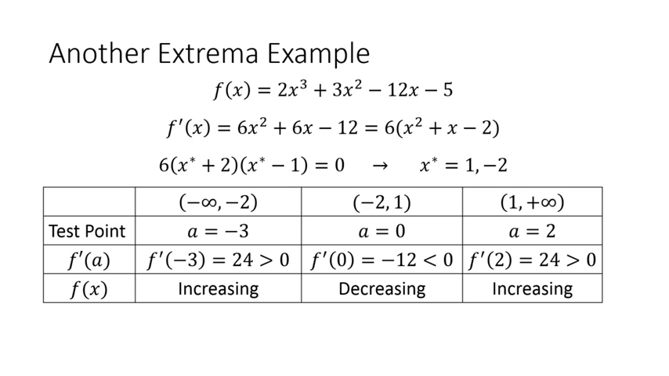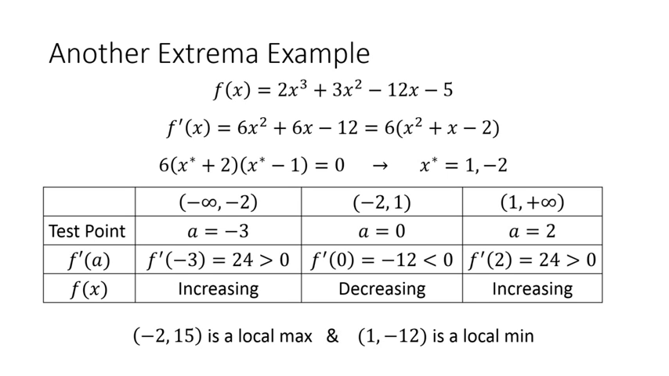Now, as I look at this, I can see that the function has transitioned from increasing to decreasing to increasing. So that lets me draw conclusions about what the function does at x equals negative 2 and at x equals 1. If I go from increasing to decreasing, that's a maximum. If I go from decreasing to increasing, that's a minimum. So I have that negative 2, and then the function at that point is 15, is a local maximum. And 1, negative 12 is a local minimum.